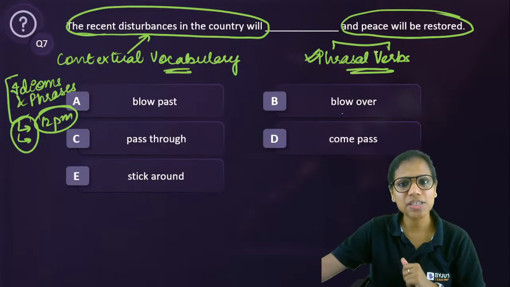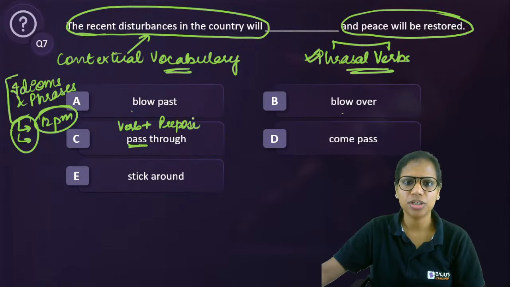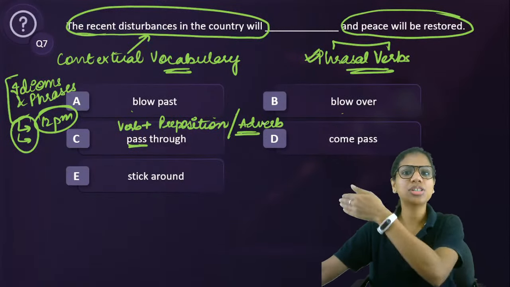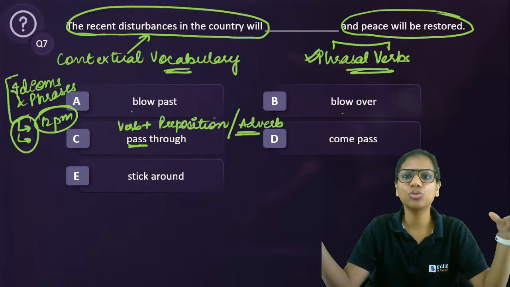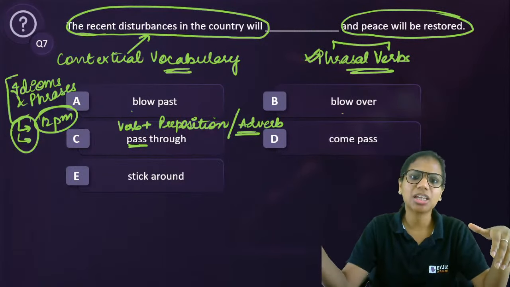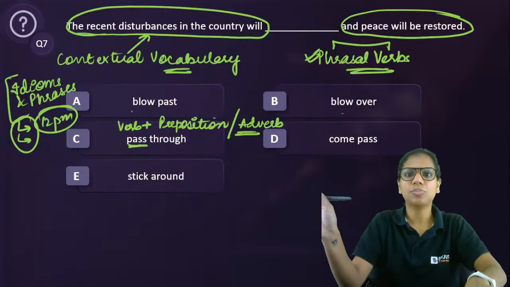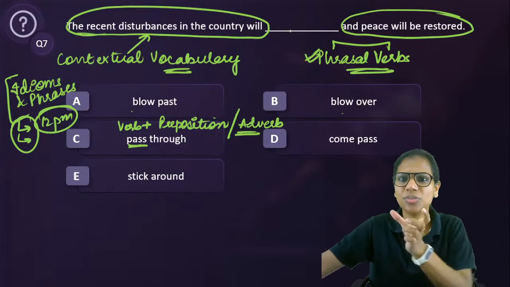Now, what are phrasal verbs? A verb plus a preposition or an adverb, carrying a very specific meaning. Pass through simply means that you're using a particular region as a passage. So I passed through Punjab on my way to Himachal Pradesh, right? So pass through simply means that you are using a place as a passage. This does not require that.